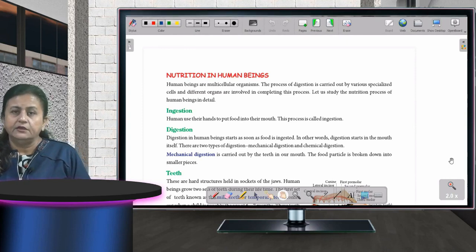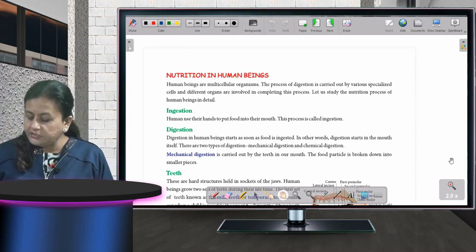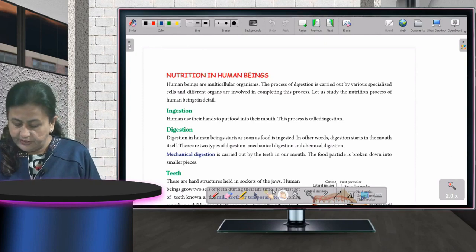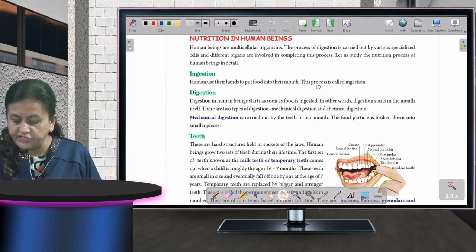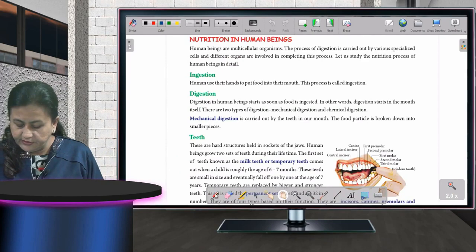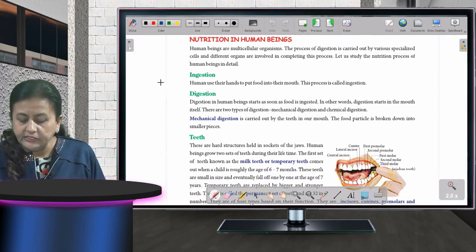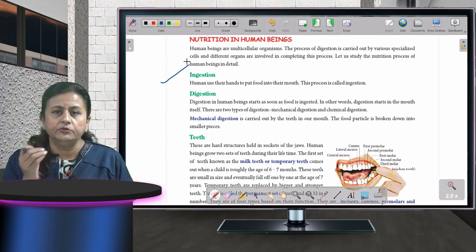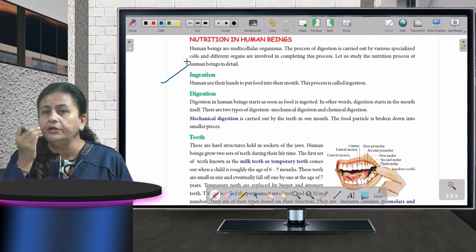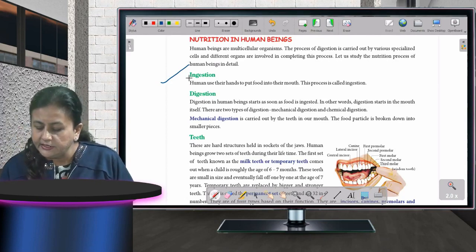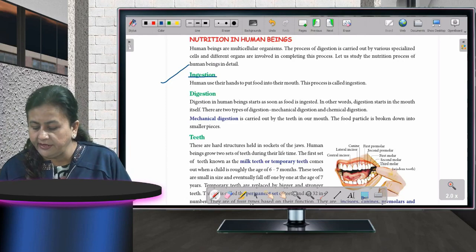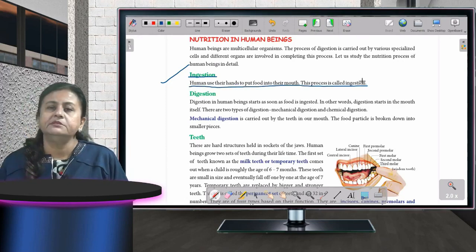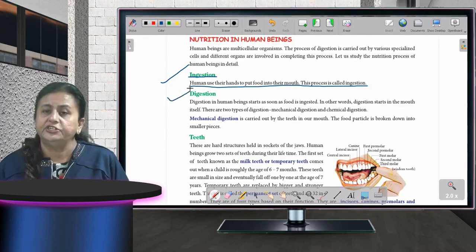Fine. As I told you, the first step I told you was ingestion. What is ingestion? Ingestion is the taking of the food. Whatever food we are eating, we are putting in our mouth through our hands. The process of putting the food into the mouth is known as ingestion. Fine. Am I clear?